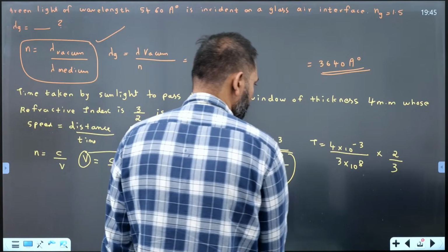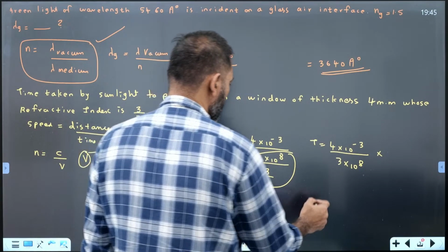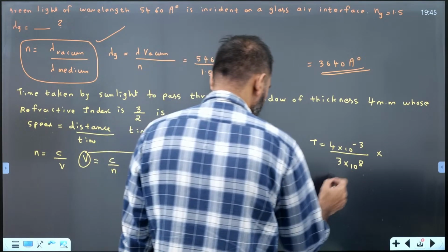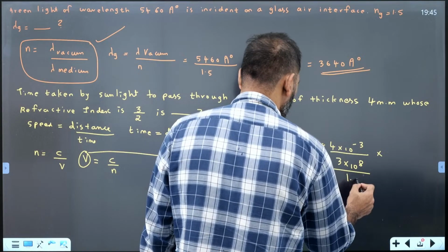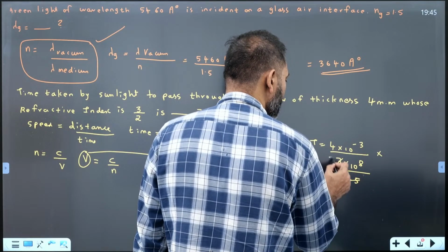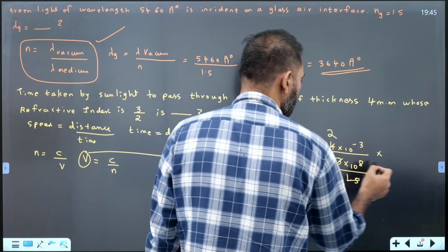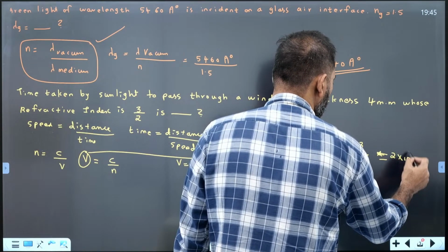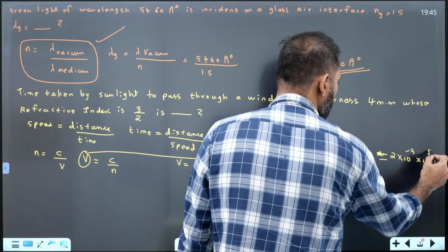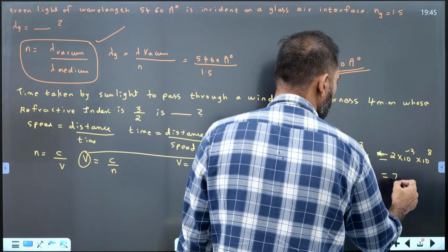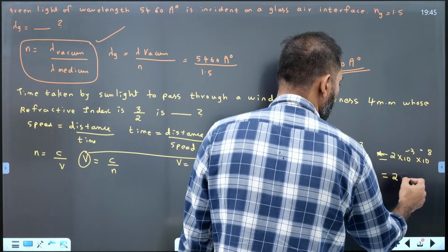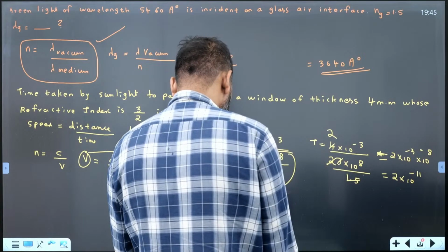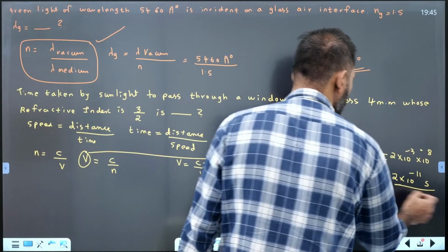Actually, there is a problem. Here 4 into 10 raised to minus 3 by 3 into 10 raised to 8 by 3/2. So by 3/2 is by 1.5. 1.5 and 3 becomes 2. So what is the answer? 2 into 10 raised to minus 3 into 10 raised to 8. The answer is 2 into 10 raised to minus 11 seconds.